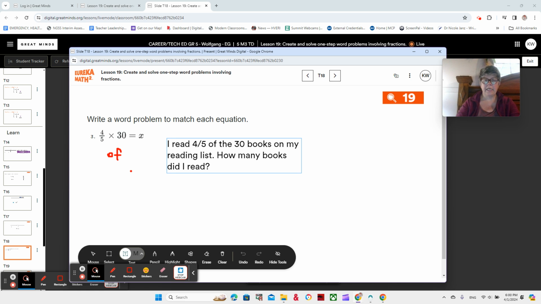Now notice, it doesn't ask you to solve the equation. So you don't need to write the answer to this problem. If you would like to, of course you can, but you don't have to. Right now we're focusing on making word problems from equations and tape diagrams. All right, very good.